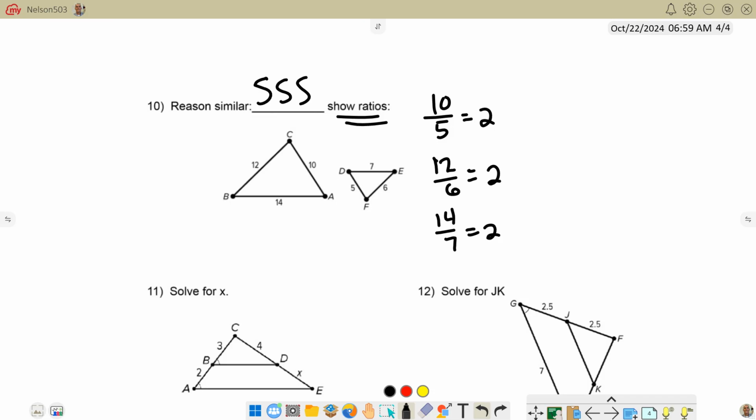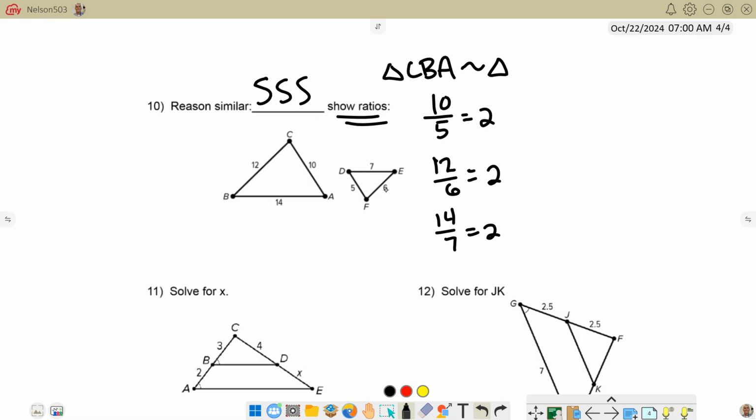And then on this one, did I have a similarity statement that I wanted you to put down? I did not. So be careful on the test. They might ask you for that. So let's practice that real quick. Let's say they said triangle CBA. You might say, well, why isn't he going in alphabetical order? Just trying to throw you off a little bit.